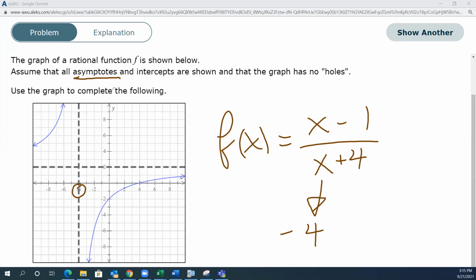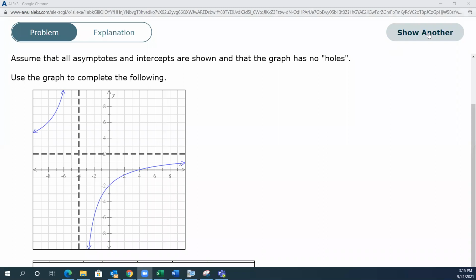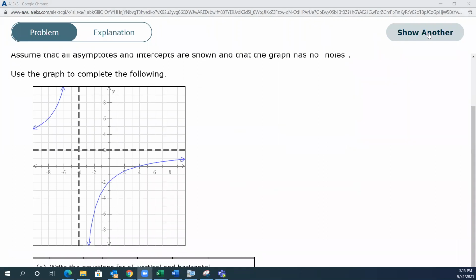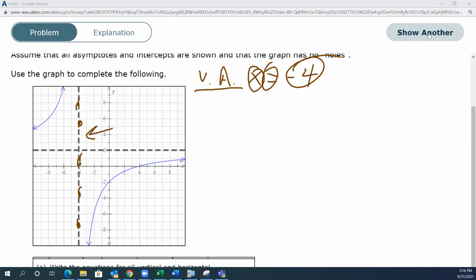So we need to use the graph to complete a few things. Just looking at the graph, first off, we need to determine the equation for the vertical asymptote. So what is the equation of that line? Well, like we said, it's x equals -4. Vertical lines always have the equation x equals whatever the x coordinate is for every single point. Notice every point on that line has an x coordinate of -4. Every point on that line is 4 units to the left of the y-axis. So that's what's going on there.